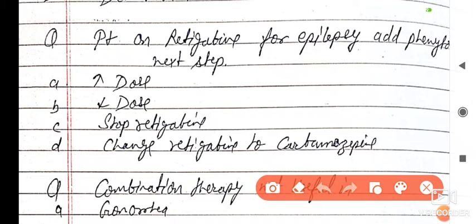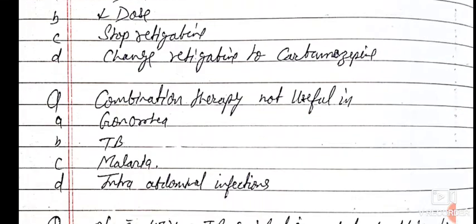Patient on retigabine for epilepsy, add phenytoin. Next step is: with retigabine, if we add phenytoin, then it decreases the effect of retigabine. So best here is to increase the dose of this. So the answer is increased dose.